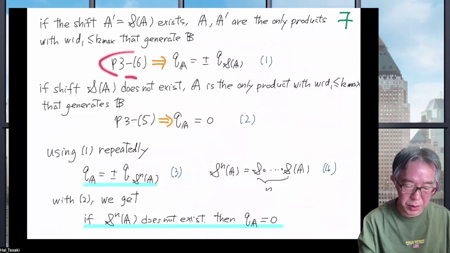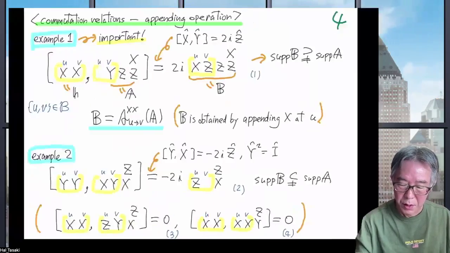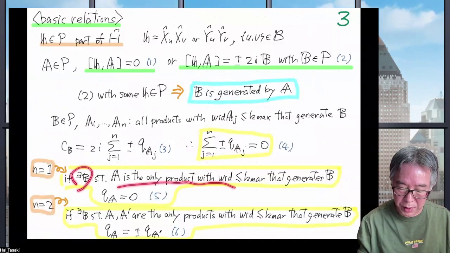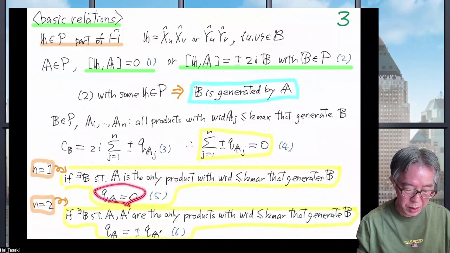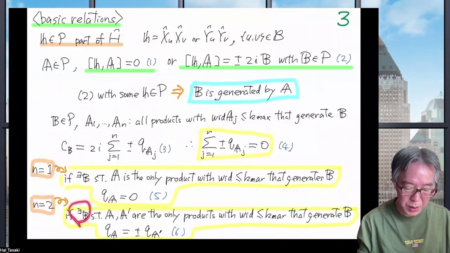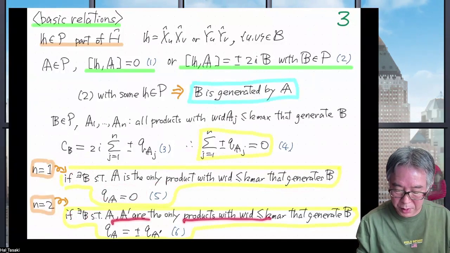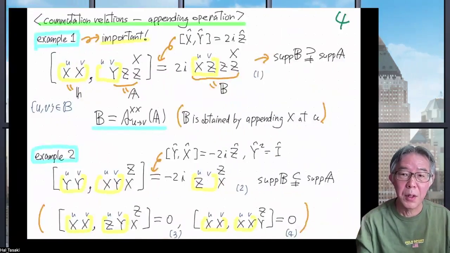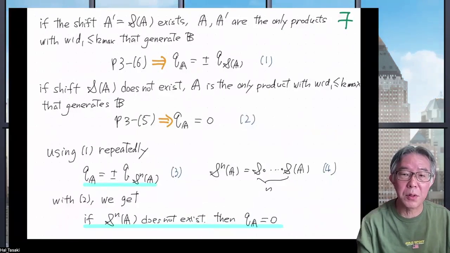And here's a very important property of the Shiraishi shift. So let's recall 5 and 6 in page 3. Okay. In page 3, we saw that if there's some B and A is the only product that generates B, then the coefficient of A equals 0. And if there's some B and A and A prime are the only products that generate B, then they are related like this. Okay. Then we use this relation for the shift case.